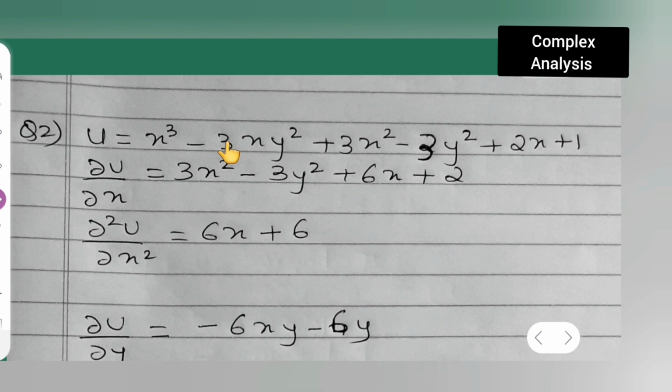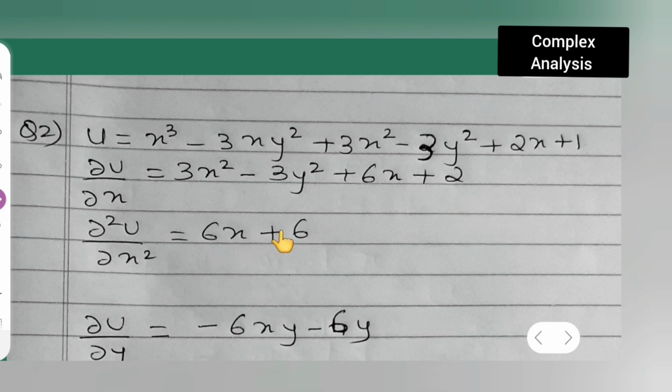First we have to see whether the given function satisfies the Laplace equation. So u is equal to x cubed minus 3xy squared plus 3x squared minus 3y squared plus 2x plus 1. So differentiate this with respect to x. So dou u upon dou x is equal to 3x squared minus 3y squared plus 2 3s are 6x plus 2. So this I have differentiated with respect to x. Now again I have to differentiate with respect to x.